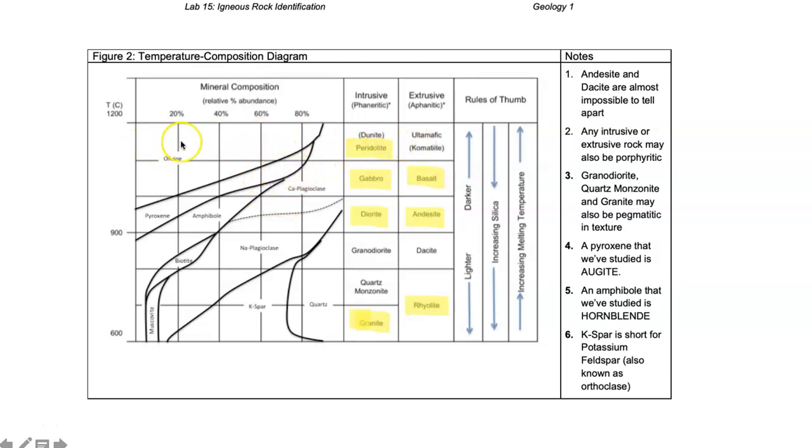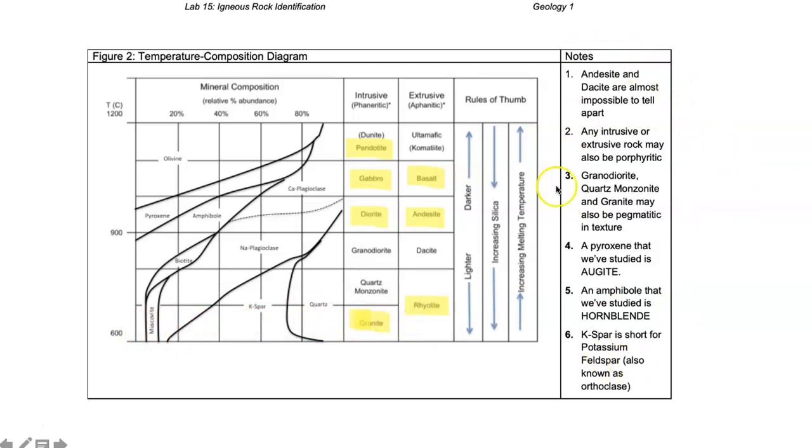Up here we have the ultramafic rocks, and peridotite, a rock from the mantle, is mostly olivine, a little bit of pyroxene, and some calcium plagioclase. The felsic rocks down here, such as granite, have quartz, potassium feldspar, a little bit of sodium plagioclase, muscovite, and possibly some amphibole. So that's how you read this chart.